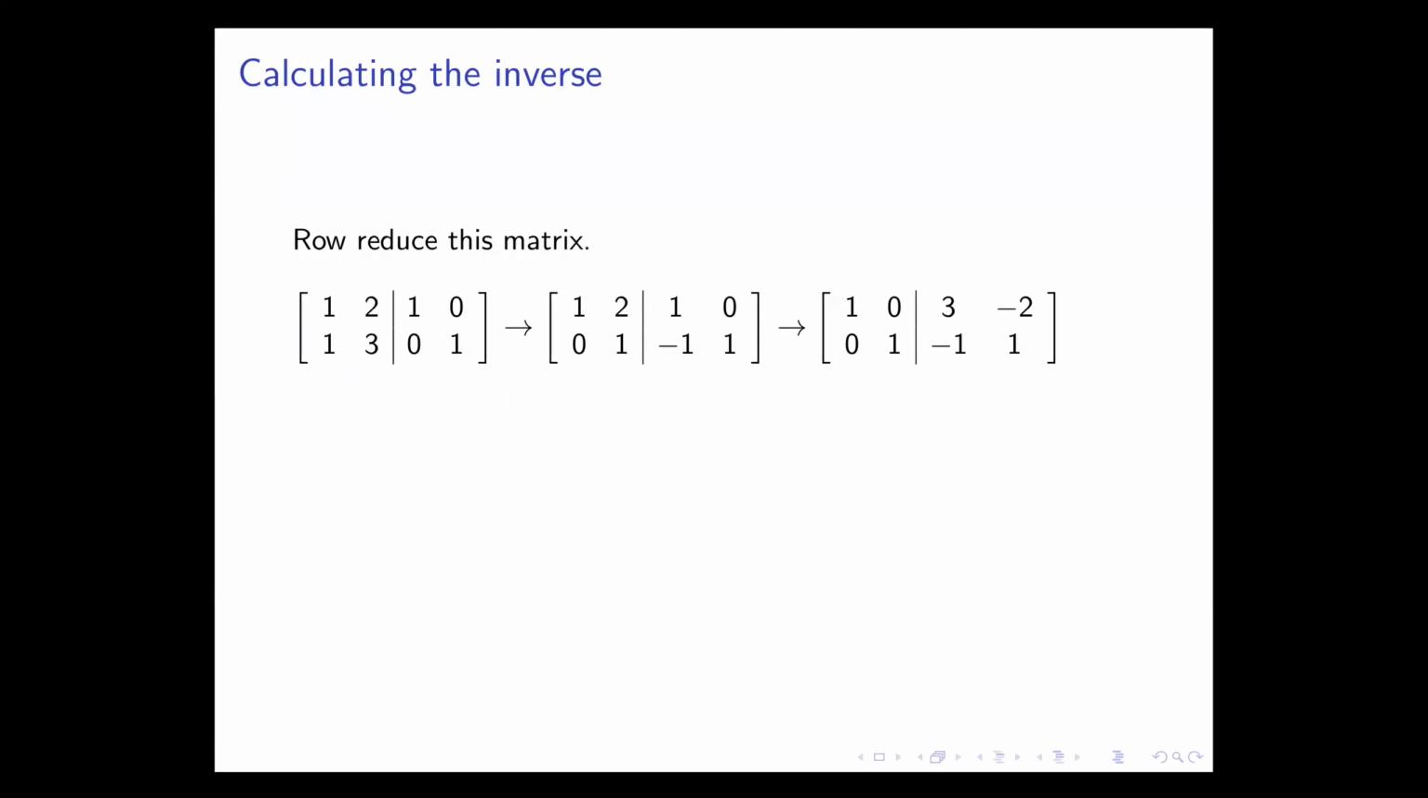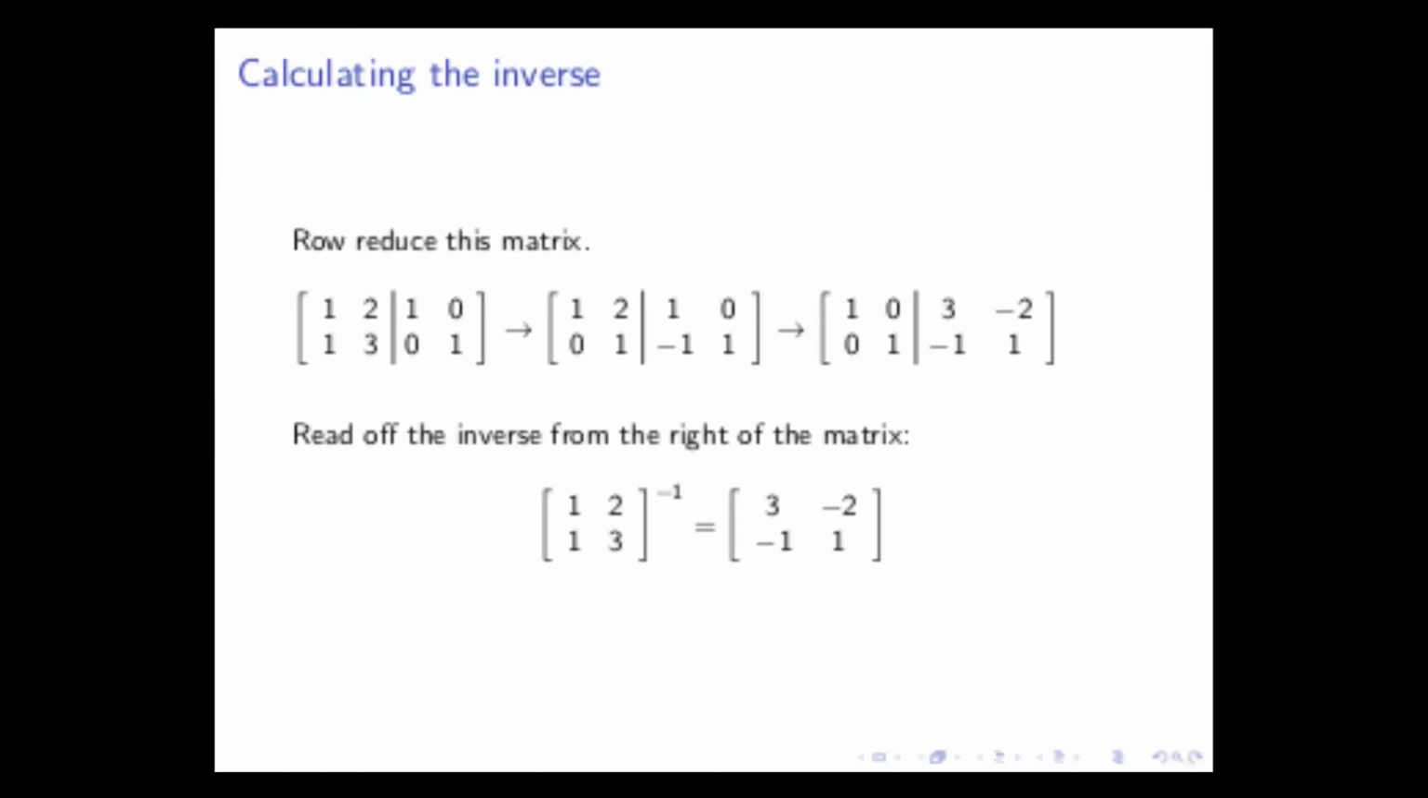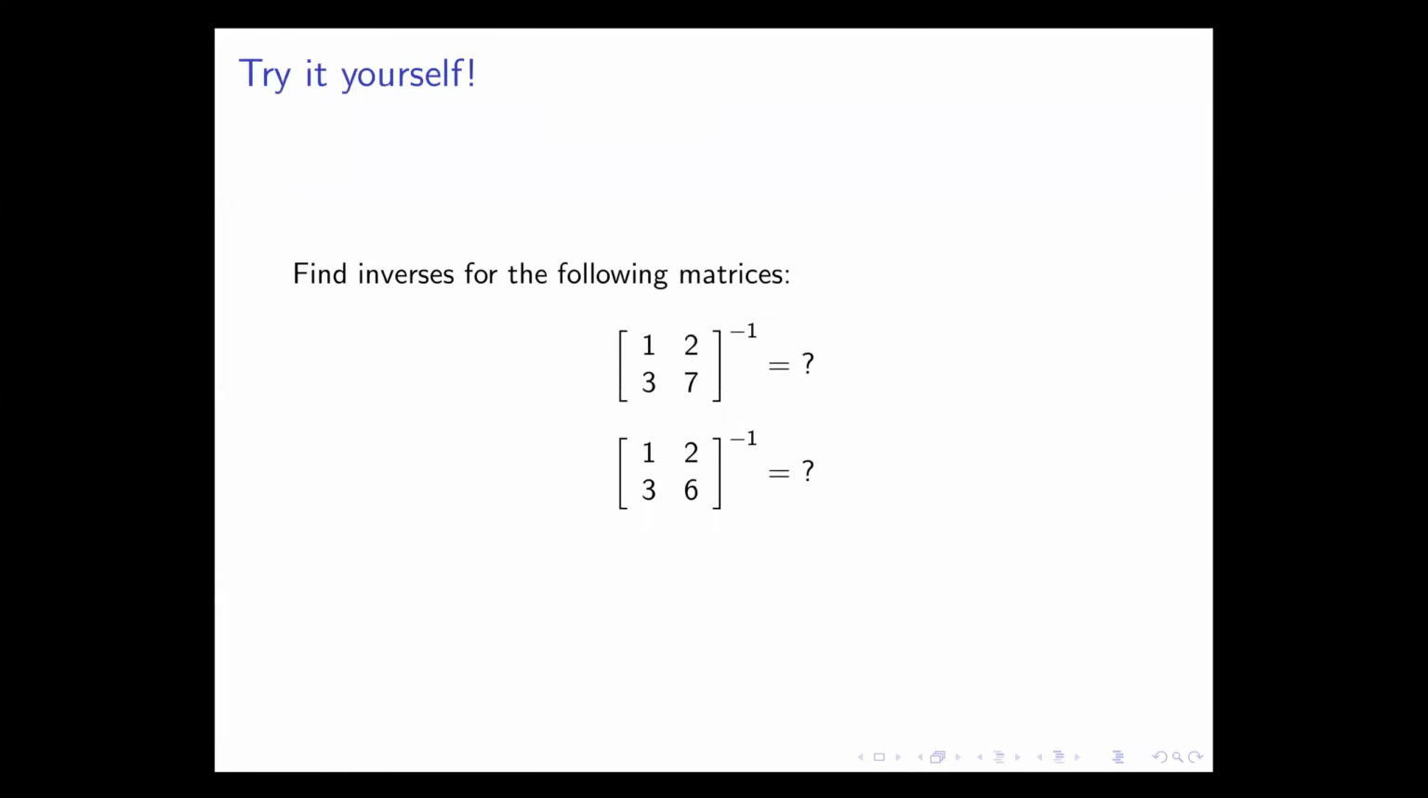So we have 1, 0, 0, 1. This is the identity matrix, the first matrix, and over here we have the matrix M inverse. Okay, so that's the inverse, and we can check that this is indeed an inverse. So the inverse of the matrix 1, 2, 1, 3 is 3, minus 2, minus 1, 1. Okay, so now do these exercises by yourself. Find the inverse matrices for 1, 2, 3, 7, and 1, 2, 3, 6.